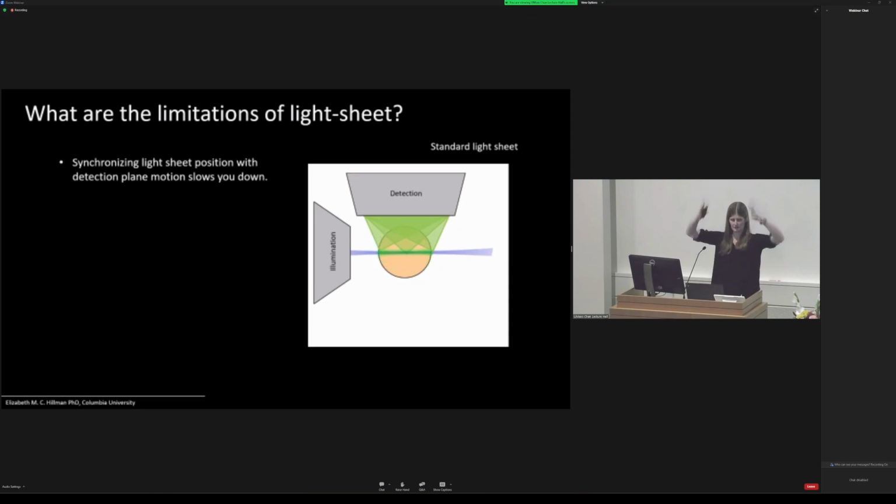So you physically move your sample up and down, or you have to physically move your objective up and down. And anytime you're moving things, then you're going to have a big problem. You also have to be able to hold it to move it, and living things don't really like that very much.